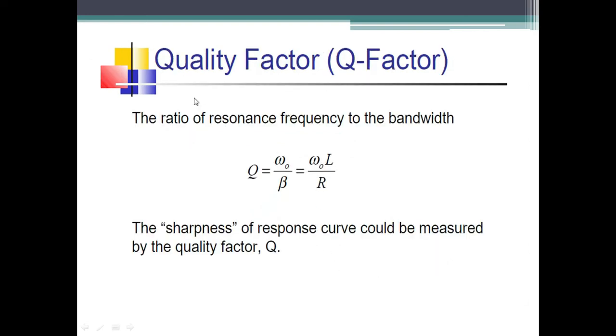Then the next parameter we calculate is the quality factor. What is meant by the quality factor? It is the ratio of the resonance frequency to the bandwidth, which is called the quality factor. This quality factor Q is equal to omega 0 upon beta, where beta is equal to R upon L, so Q is equal to omega 0 L upon R. Here the sharpness of the resonance curve can be measured by the quality factor Q.